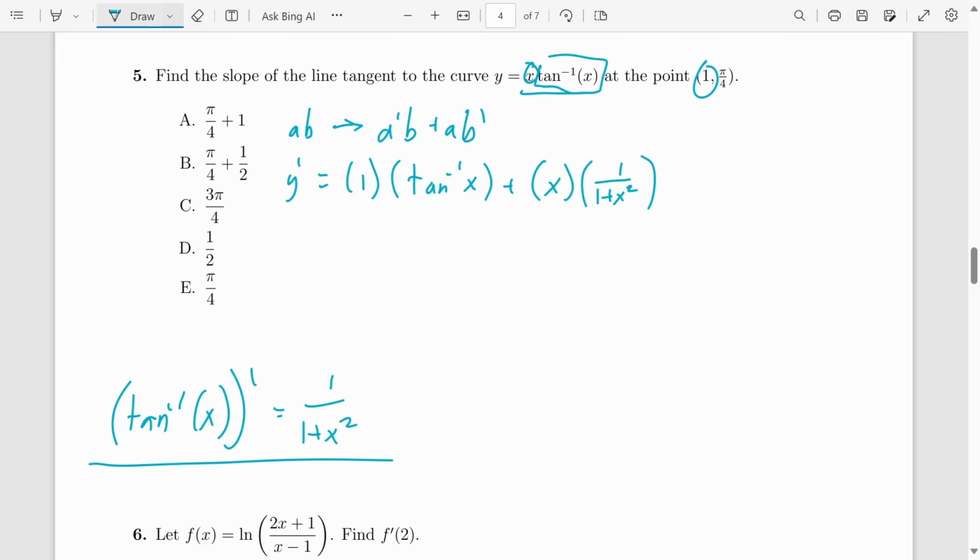So now we can just go ahead and plug in the x value that it wants us to evaluate it at, which in this case is 1. So we can go ahead and figure this out. So we've got 1 times, we don't need to keep that around, it's just 1.